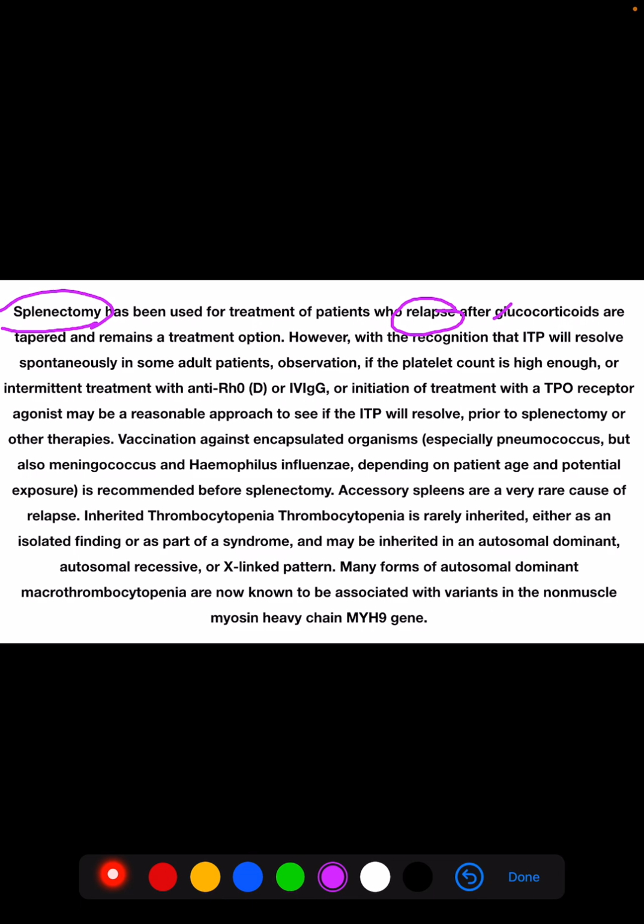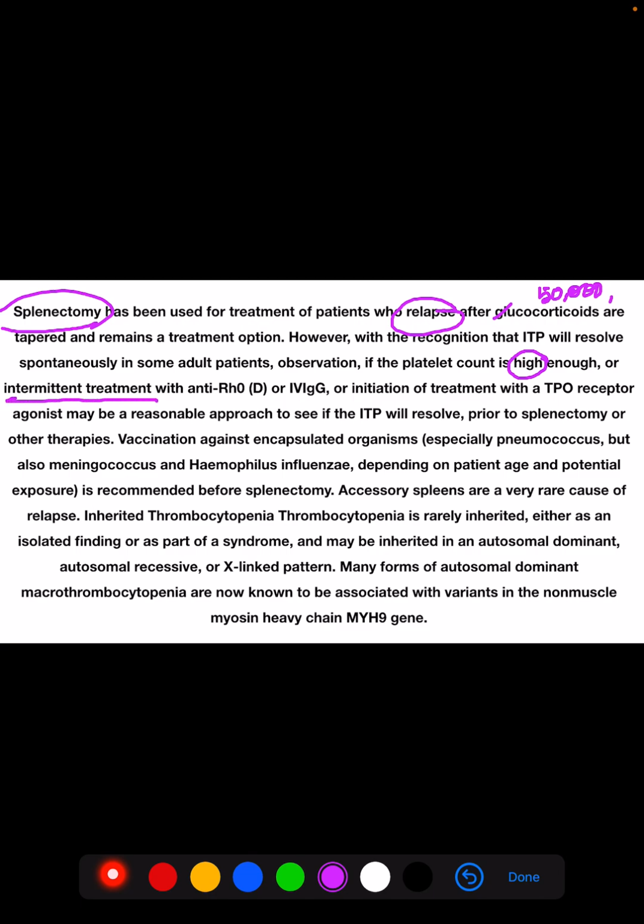However, with the recognition that ITP will resolve spontaneously in some adult patients, observation, if the platelet count is high enough, or intermittent treatment with anti-D or IV IgG, or initiation of treatment with a TPO receptor agonist, may be a reasonable approach to see if the ITP will resolve prior to splenectomy or other therapies. See, in adults, in a few patients there is a chance for remission. So in those patients, if the platelet count is high enough, supposing it is 50,000 and he is not having any symptoms, instead of going for splenectomy, what can be done? We can give intermittent treatment, because there is no emergency.